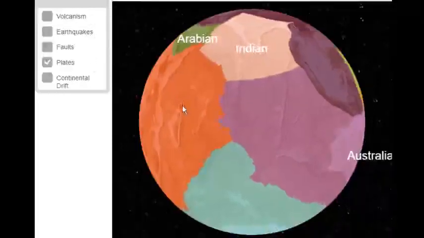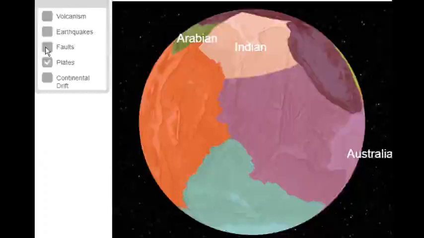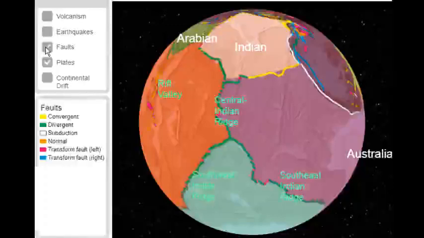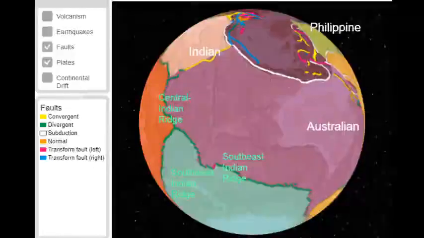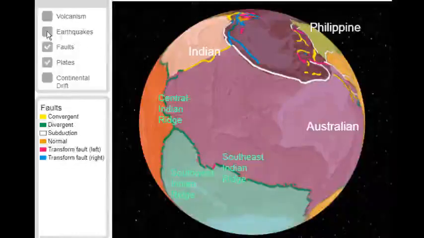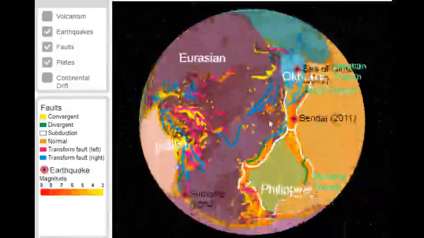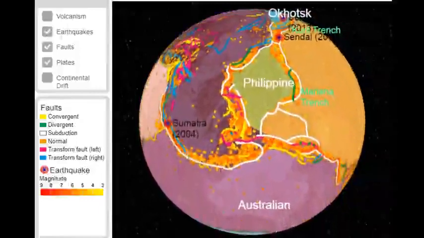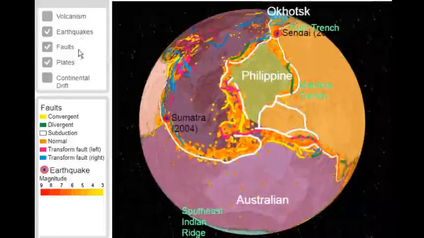Now, if you please, keep your eyes on the boundaries of these plates and see how faults, for example, are distributed. You will notice that the faults are mainly present at the edges, at the boundaries of these plates. Similarly for earthquakes, let's have a look. Earthquakes are also distributed at the boundaries of the plates, where faults are also present.